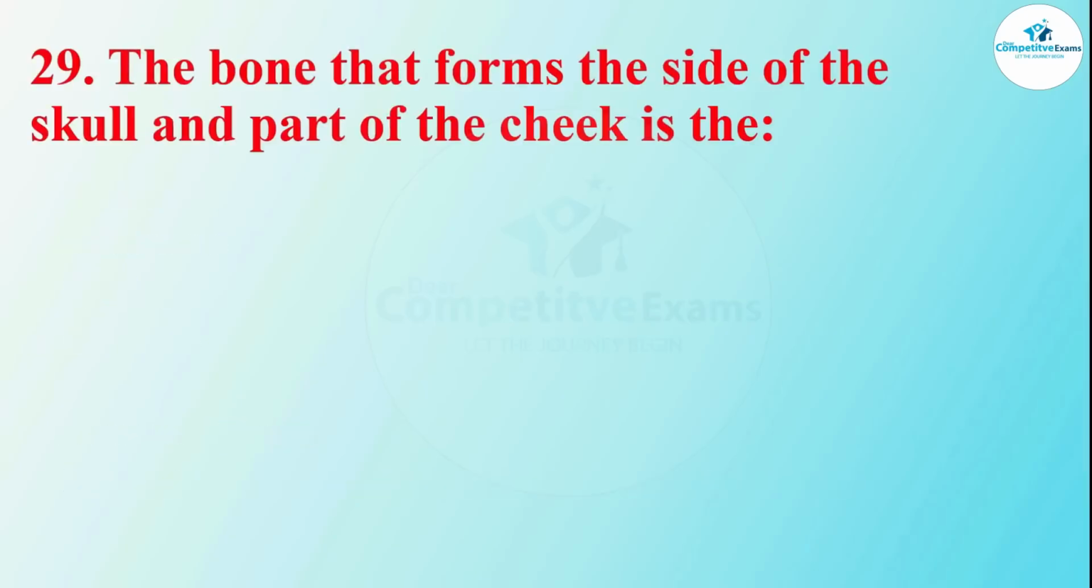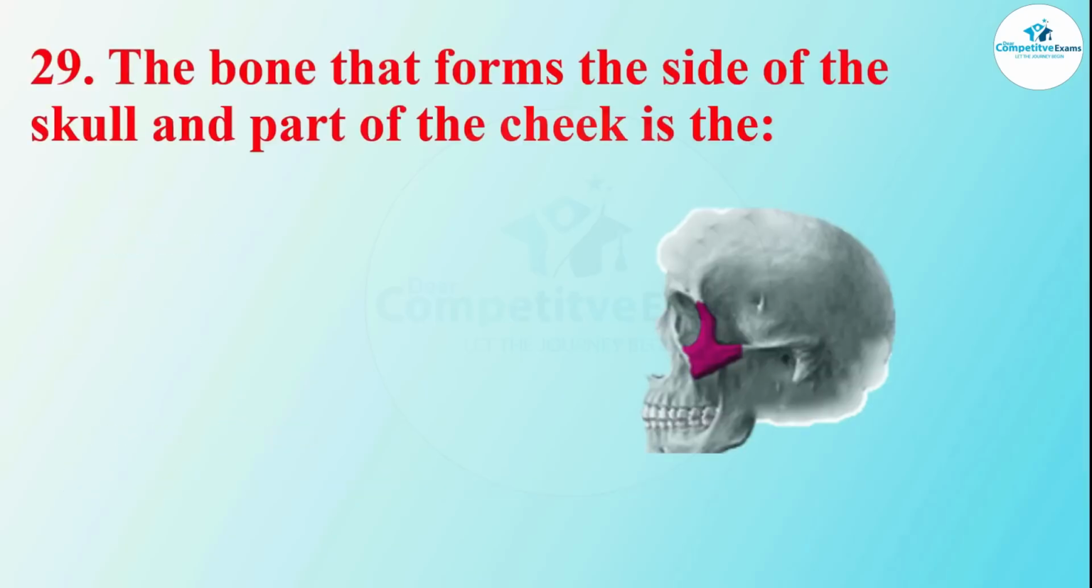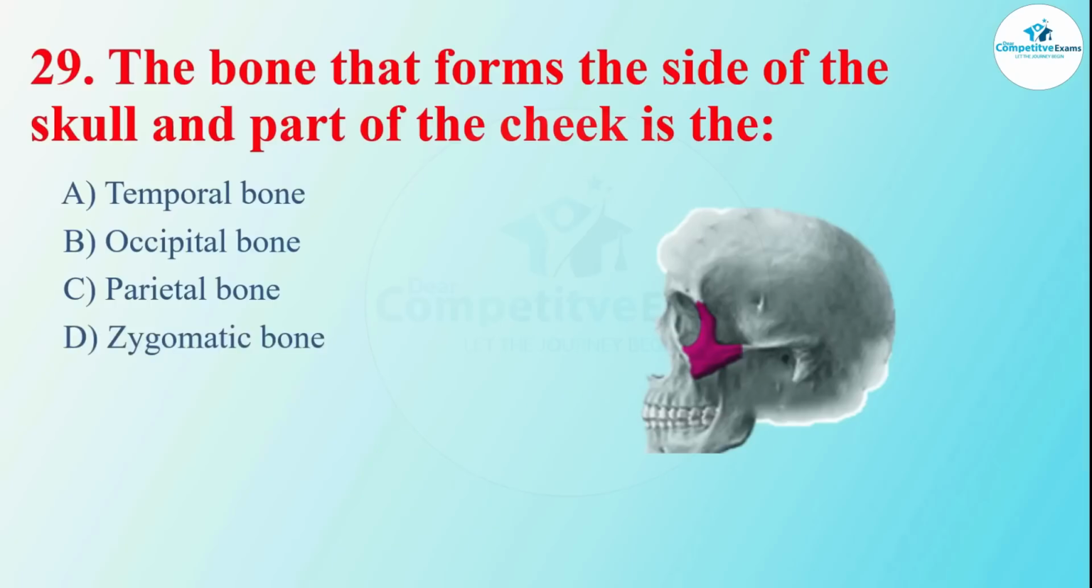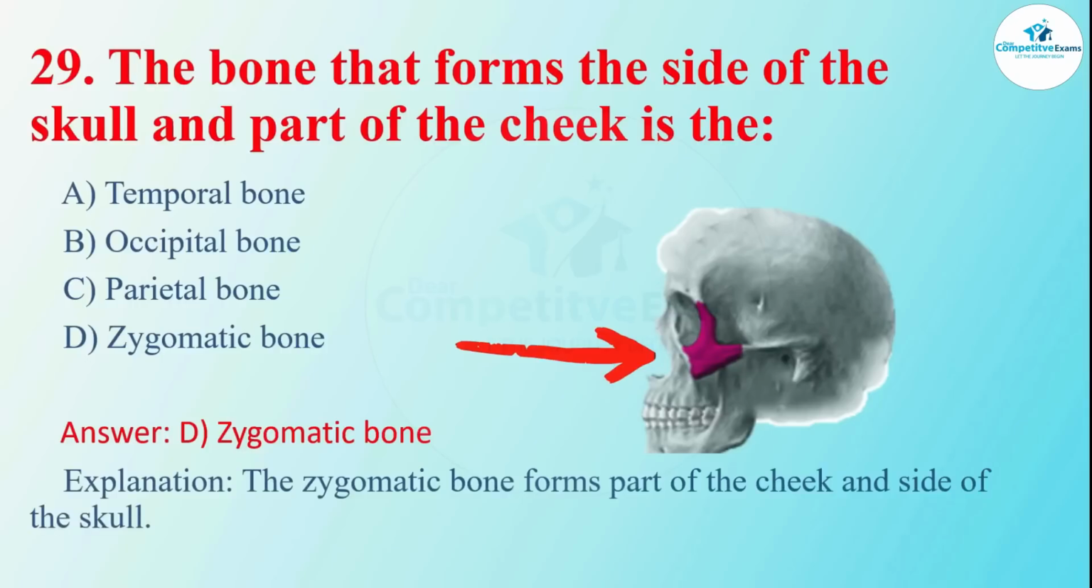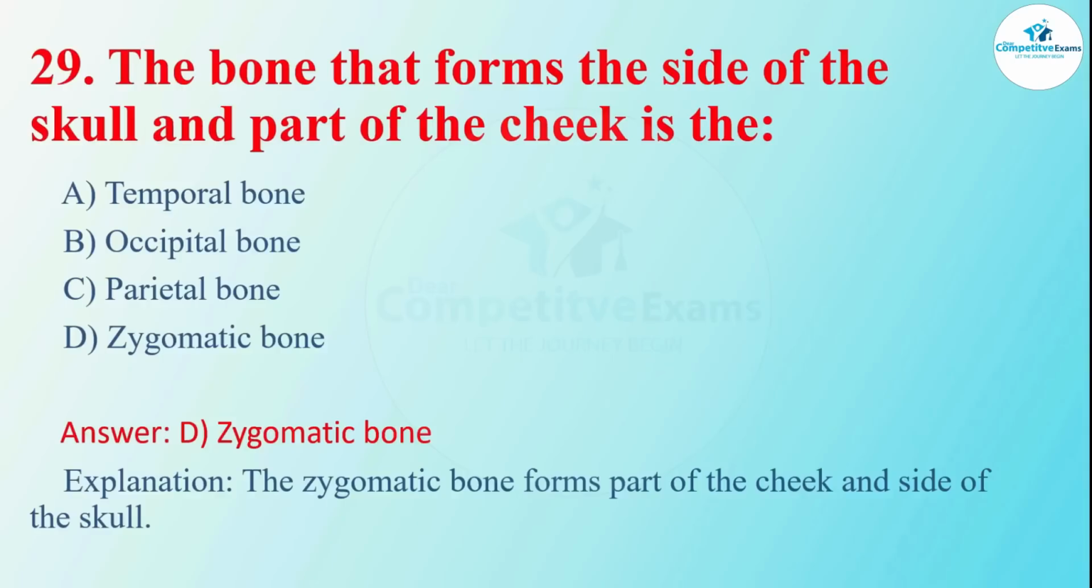The bone that forms the side of the skull and is a part of the cheek is, so what do you call that bone that forms the side of the skull and the part of the cheek? Is it temporal bone, occipital bone, parietal bone, or zygomatic bone? The right answer is zygomatic bone. The zygomatic bone forms part of the cheek and the side of the skull, like you see in the picture. Let's move on to question number 30.